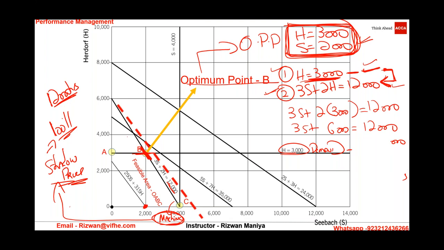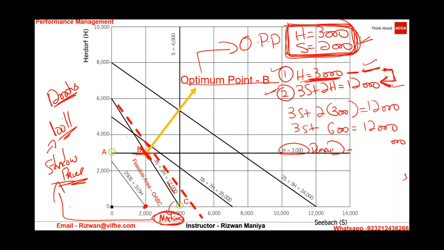So this is a very good shortcut to remember: once you have identified the optimum point, and if the optimum point falls on any of the resource lines, you will work out the shadow price, because that resource has been completely utilized.